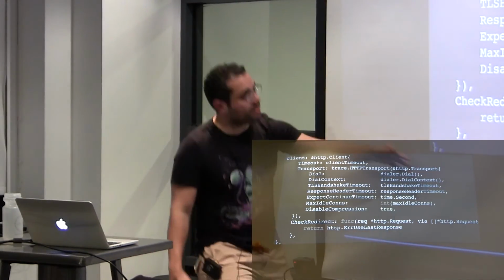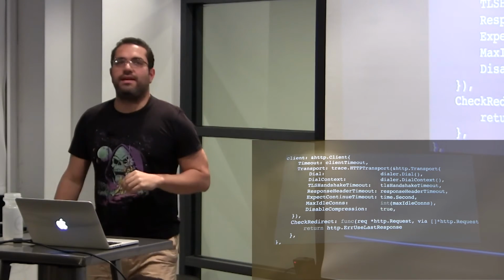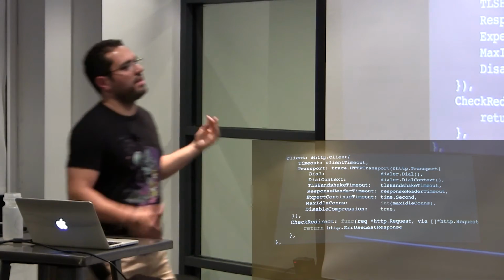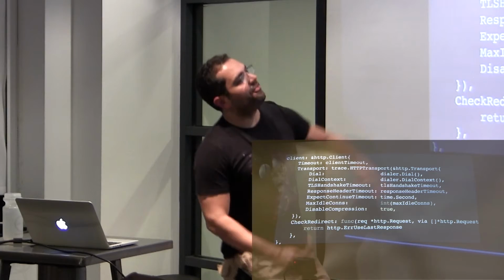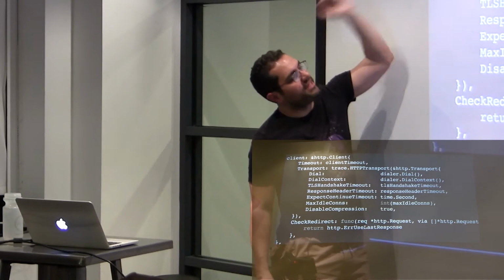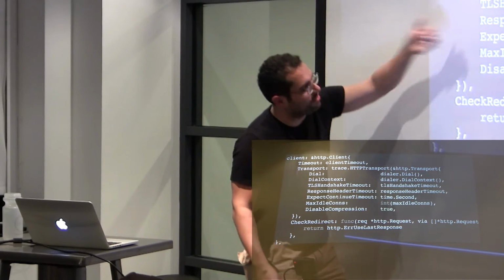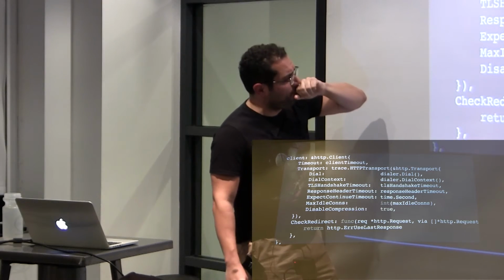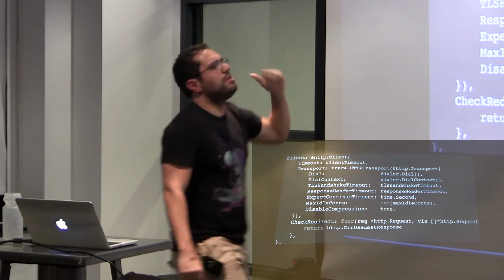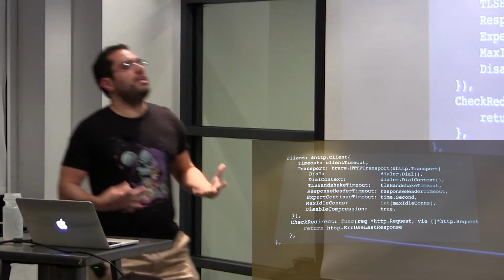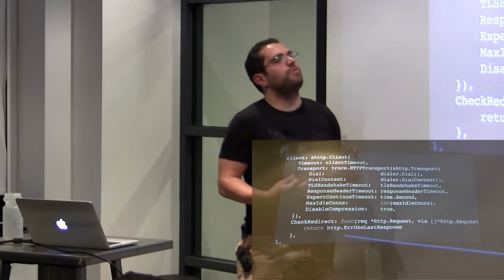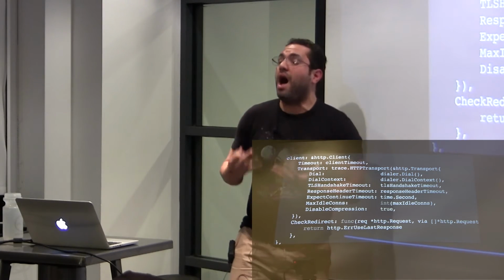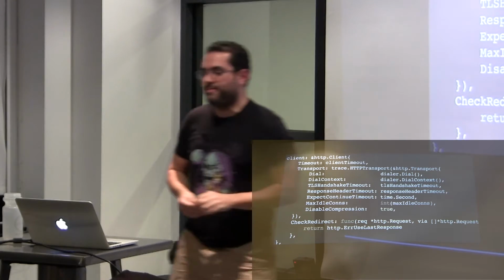So this is how it looks when you're actually setting up all the defaults. This is basically what we use. So you want to have dialers, you want to have the TLS handshake, you want to have the expect continue timeout, you want to define max idle conns. So a lot of this stuff needs to be defined. The defaults are not okay. Please do not use the defaults.